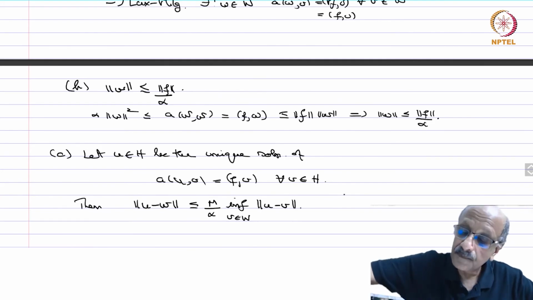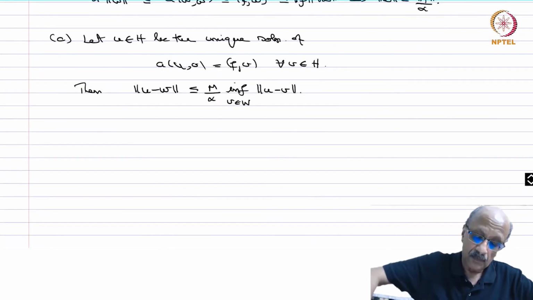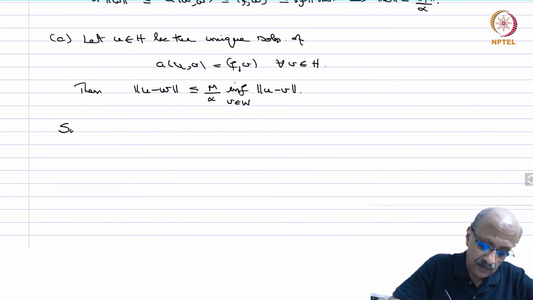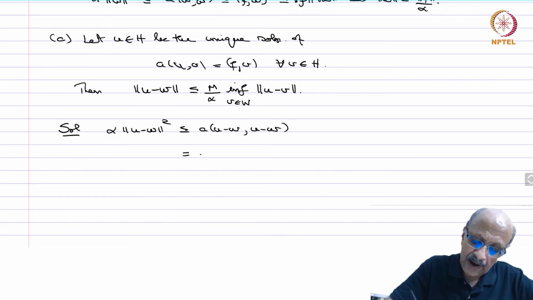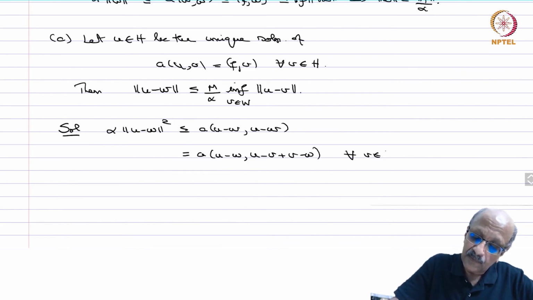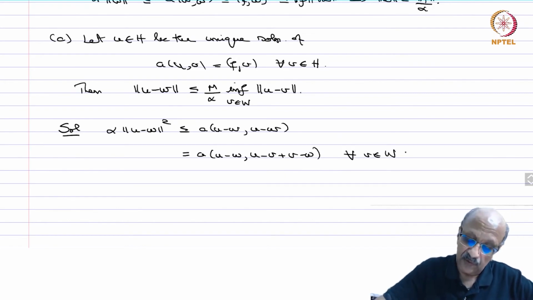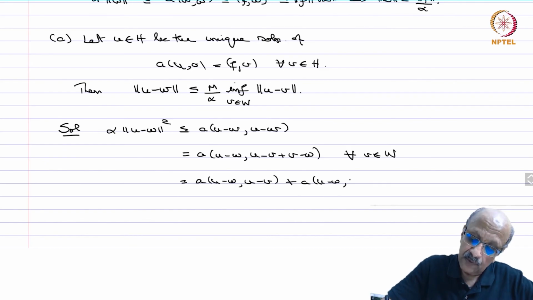Okay, so alpha times norm u minus w square is less than or equal to a(u minus w, u minus w). I am going to subtract and add something. So u minus w equals u minus v plus v minus w, for all v in W. This is equal to a(u minus w, u minus v) plus a(u minus w, v minus w).